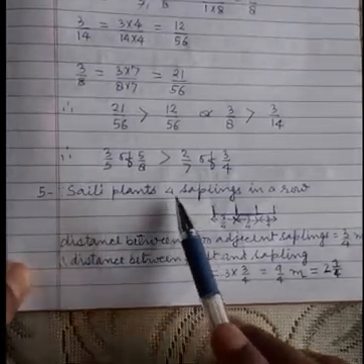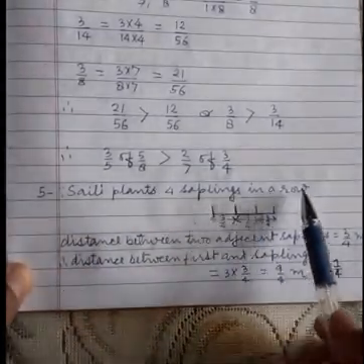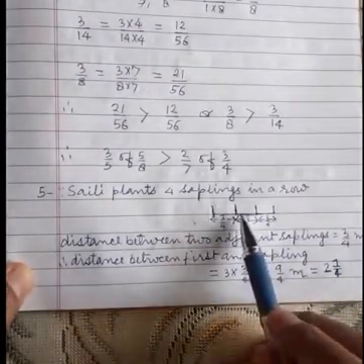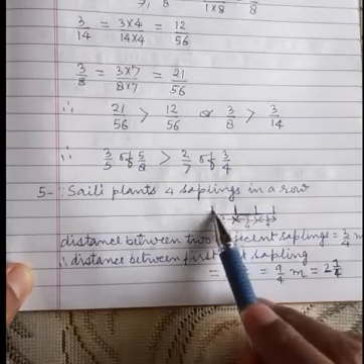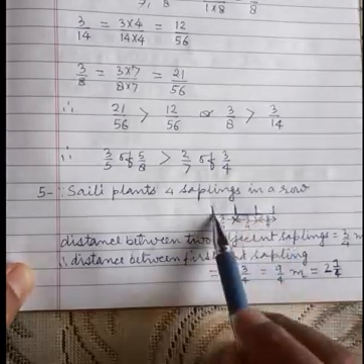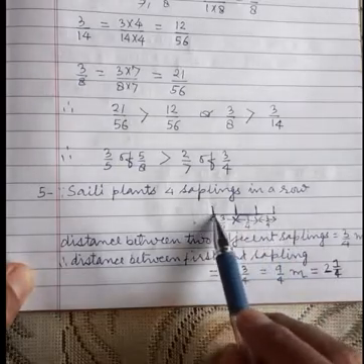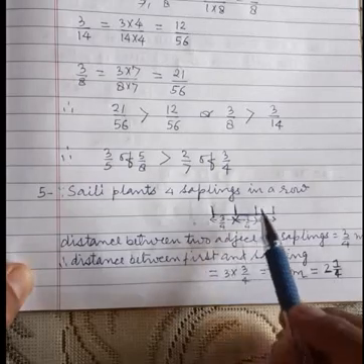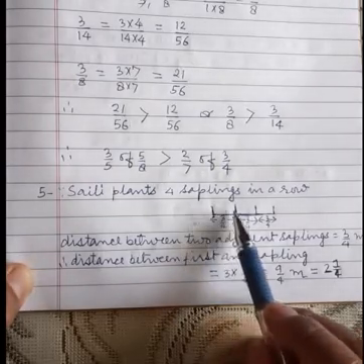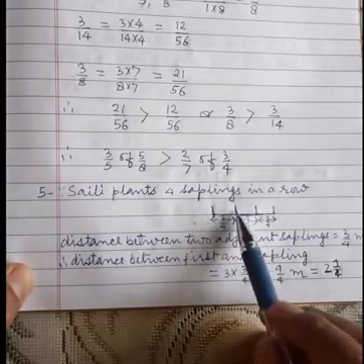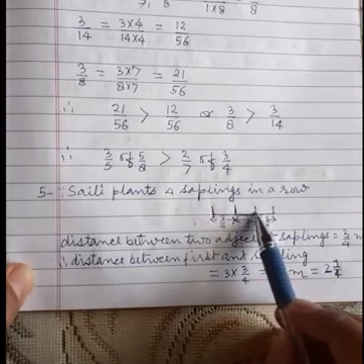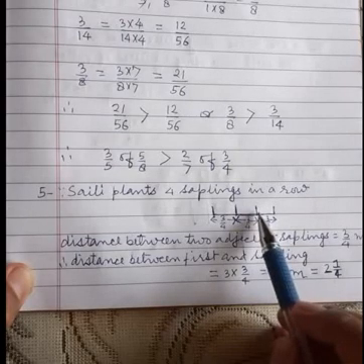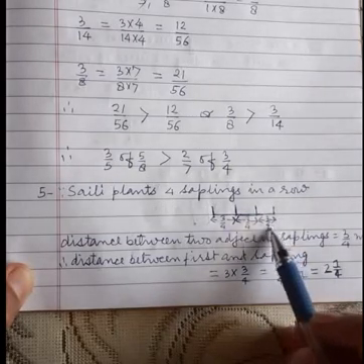Sally plants 4 saplings in a row. Suppose these are the 4 saplings, 1, 2, 3 and 4. This is first, second, third and fourth, and the distance between 2 saplings is 3 upon 4. So the distance between first and second is 3 upon 4. Similarly, the distance between second and third sapling is also 3 upon 4 meter, and the distance between third and fourth sapling is also 3 upon 4 meter.